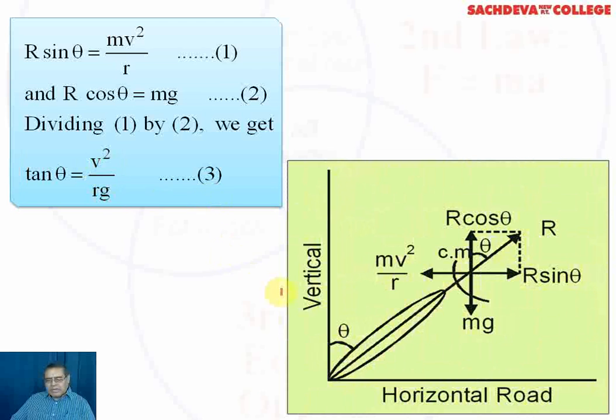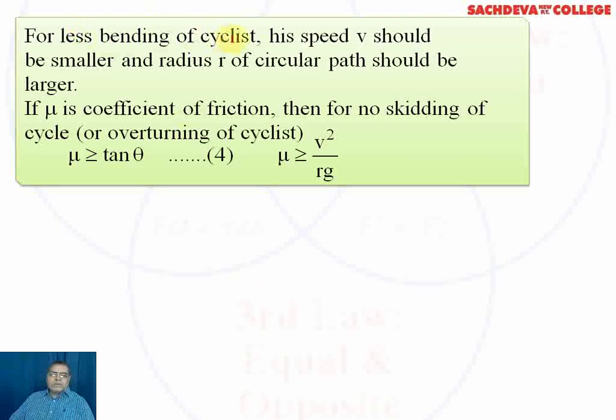Now check the figure. A cyclist is bending. The same principle can be adopted. There is a weight acting vertically down, mg. R cos theta is the reaction, and R sin theta will be another reaction, and that is balanced by mv square by r. For less bending of the cyclist, his speed should be smaller and the radius r of the circular path should be larger. Now, if mu is the coefficient of friction, then for no skidding of the cycle, the formula will be mu greater than or equal to tan theta.